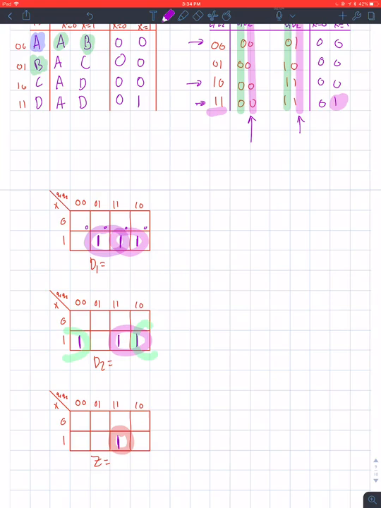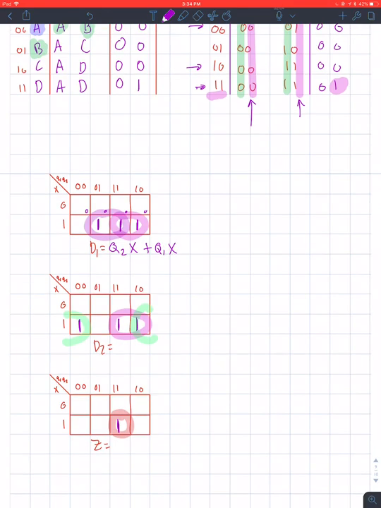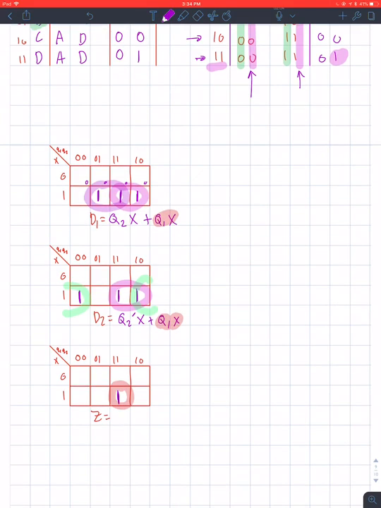So my equations end up being, for D1, Q2 X, and then Q1 doesn't change, and then I have X again. And then for D2 I have Q2 naught and X plus Q1 X. See, there's overlapping here and here. And then for Z I just have that one term, so it's going to be Q1, Q2, and X.